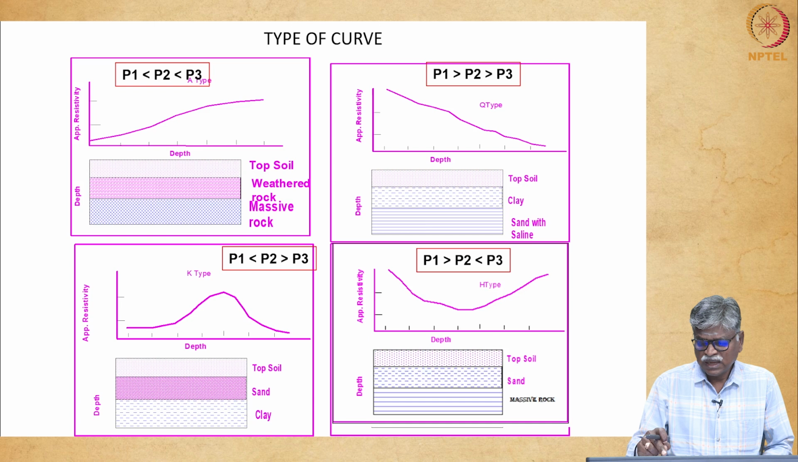And the H type, you will get where more overburden is there. That is also a hard rock area. Sand, clay, weathering, then hard rock: there you will get the H type.